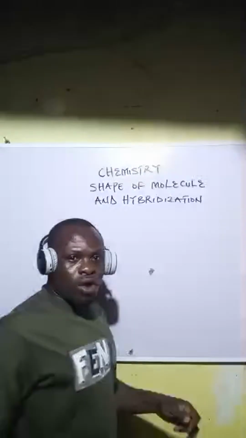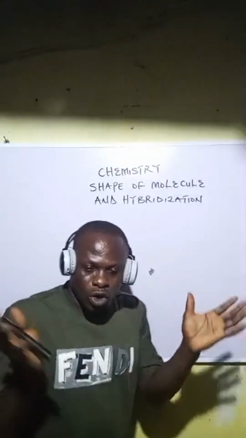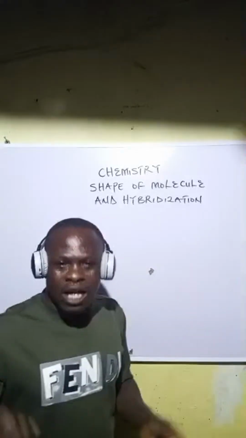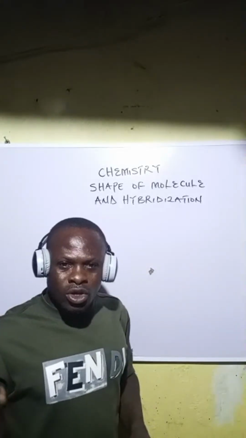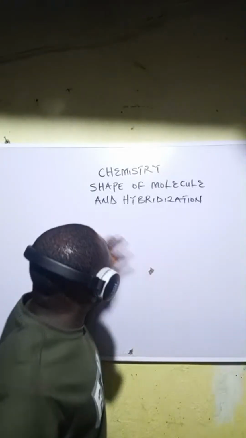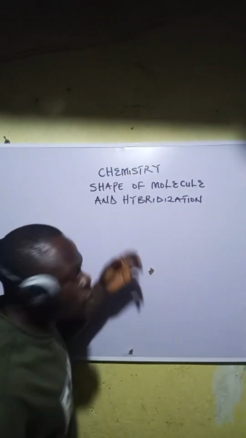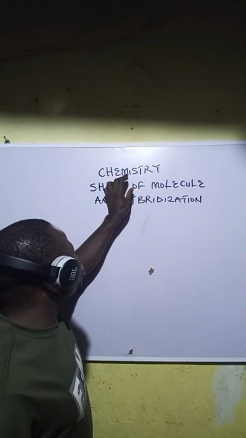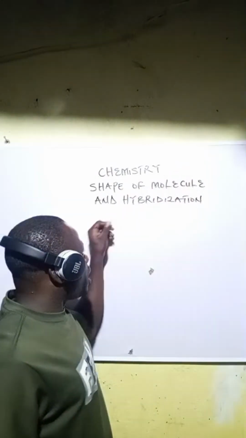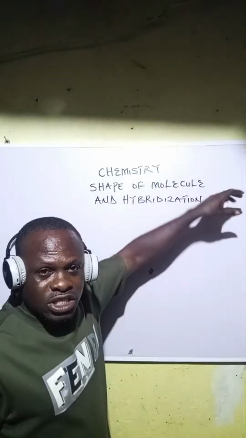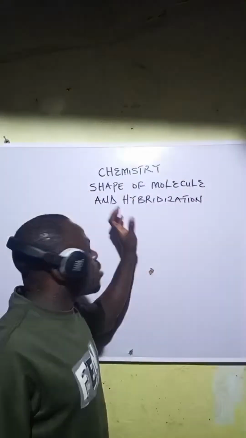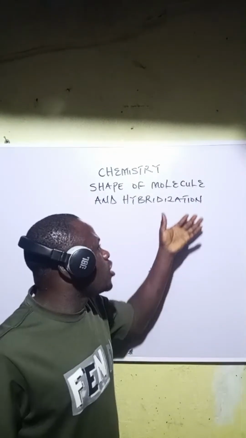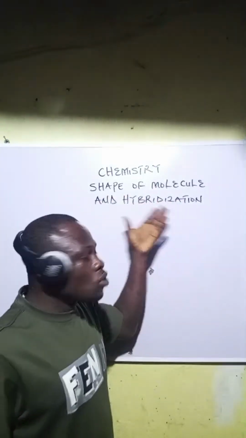When we look at shape of molecule, it is when two or more atoms are joined together, one must be a central atom. Do you get that? And this molecule, of course, you know what a molecule is. We are going to look at the various shapes of molecules. We are going to look at the hybridization of these molecules, and we will all equally join, bond, and go together.